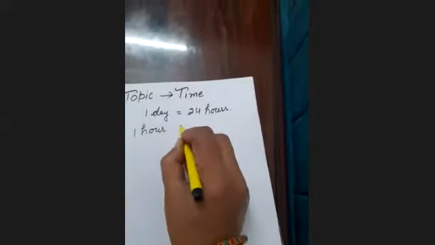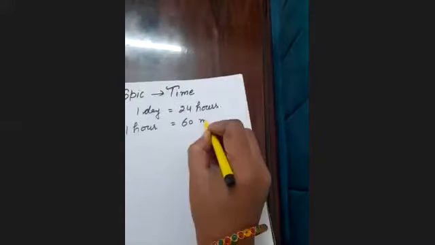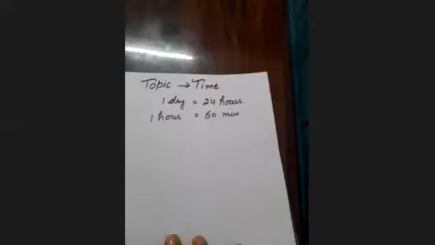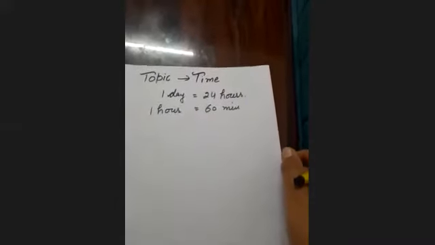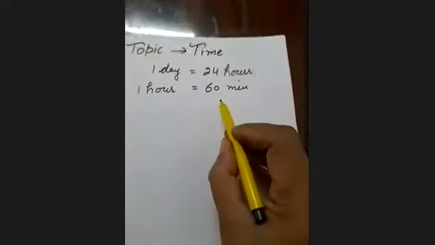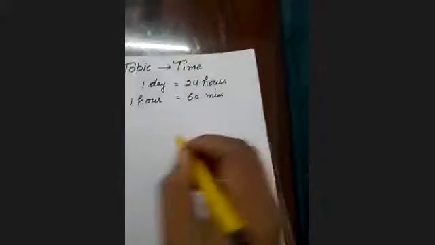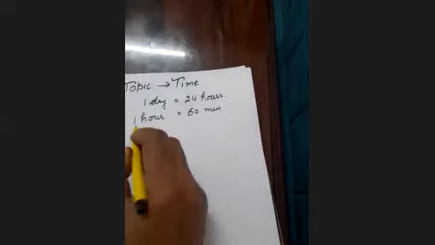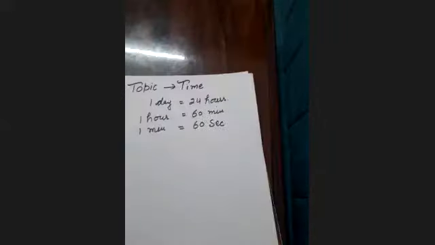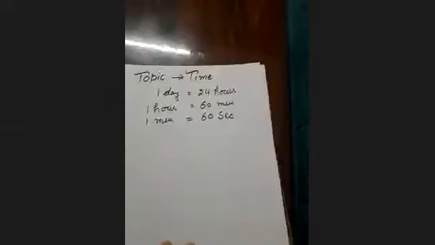In 1 hour, we have 60 minutes. So whenever we convert hours into minutes, we will multiply by 60. And in 1 minute, we have 60 seconds. Clear, beta? Now, first question of exercise 65.